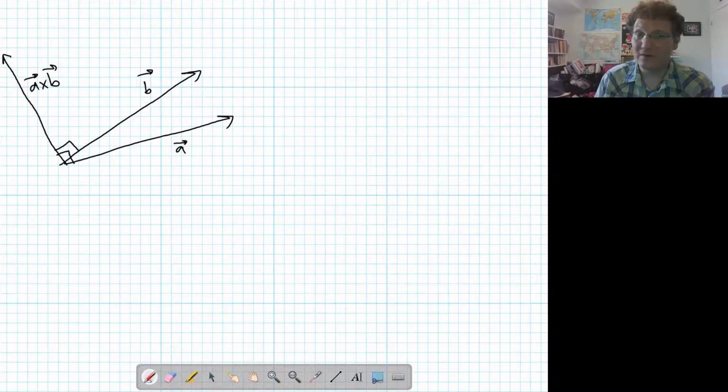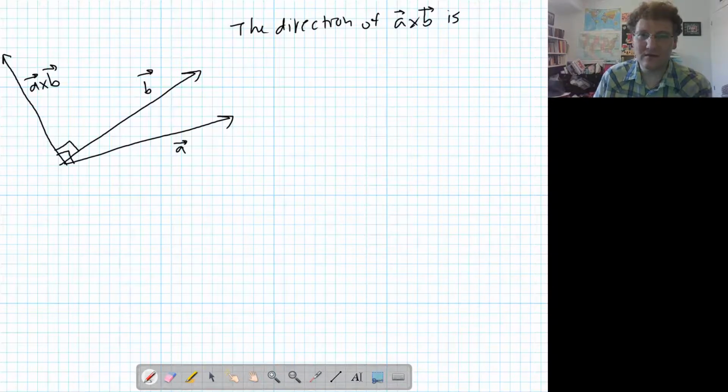Cross products are only defined for 3D vectors. There's no cross products of 2D vectors or 4D or anything like that. The direction of A cross B is given by the right-hand rule.